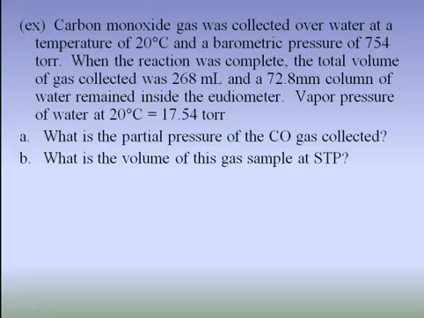Let's do this example. It says that carbon monoxide is collected over water. It gives us the temperature and the atmospheric pressure, and it tells us the volume of gas collected. Then it says a 72.8 millimeter column of water remained inside the gas collection tube. We'll have to include that when we calculate the pressure of the CO collected.